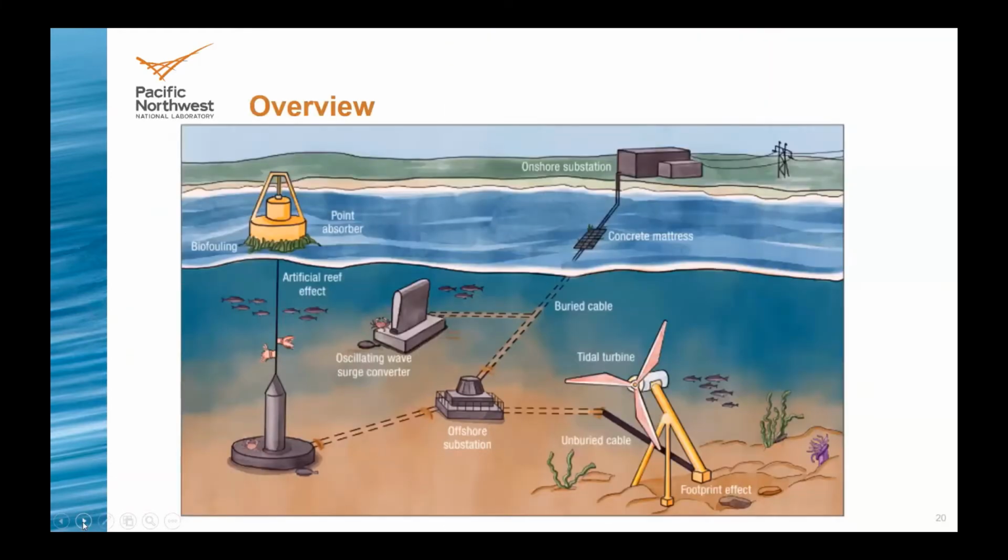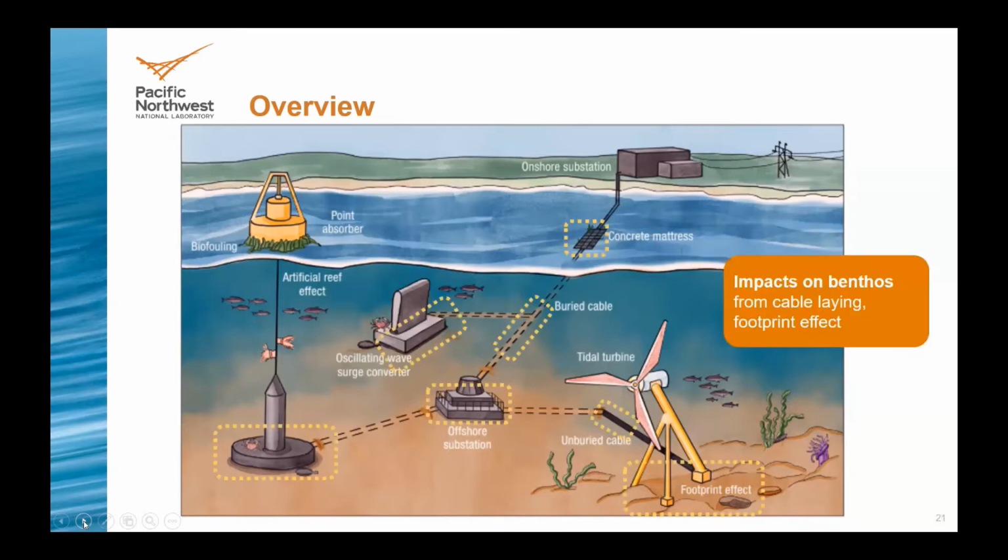So for this brief overview, I will use this illustration from the chapter of the State of the Science report. It's a very hypothetical site where you have two wave energy converters, one on the surface, one on the seabed, and one tidal turbine, all connected with cables to the shore. Next slide.